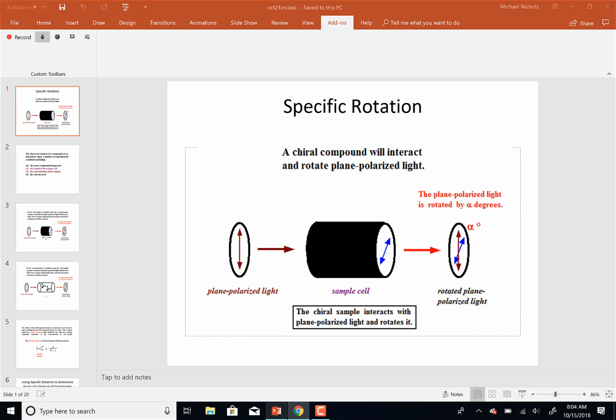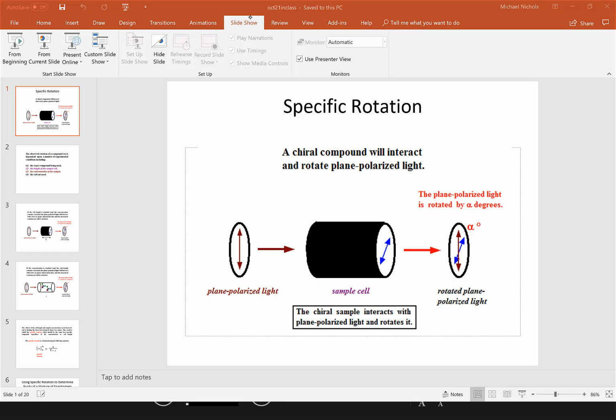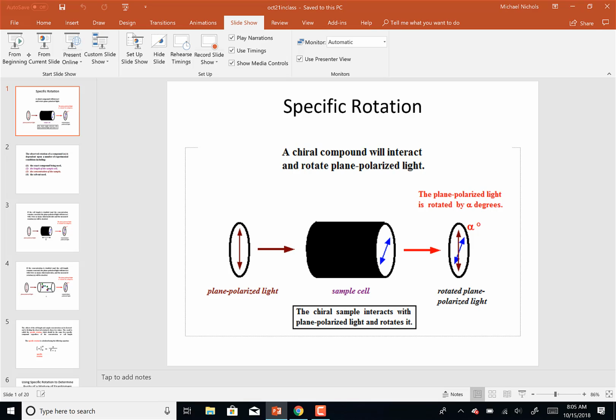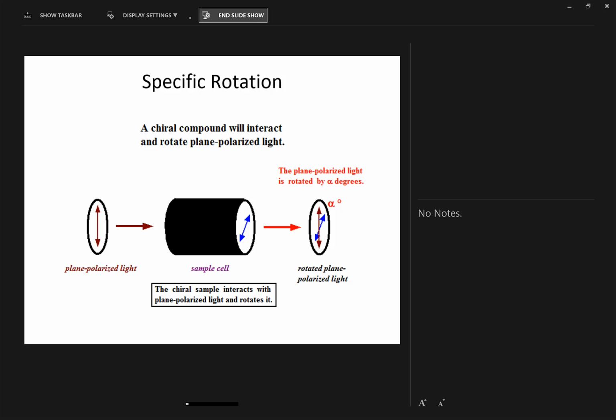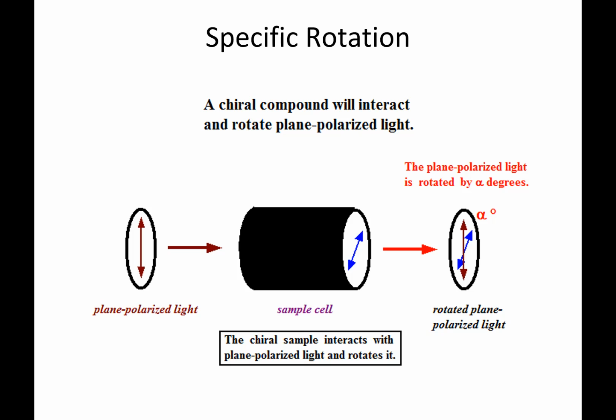All right, so I'm going to talk about the differences in physical and a little bit of chemical properties of enantiomers and diastereomers. The only physical property that a pair of enantiomers have is how they interact with plane polarized light.